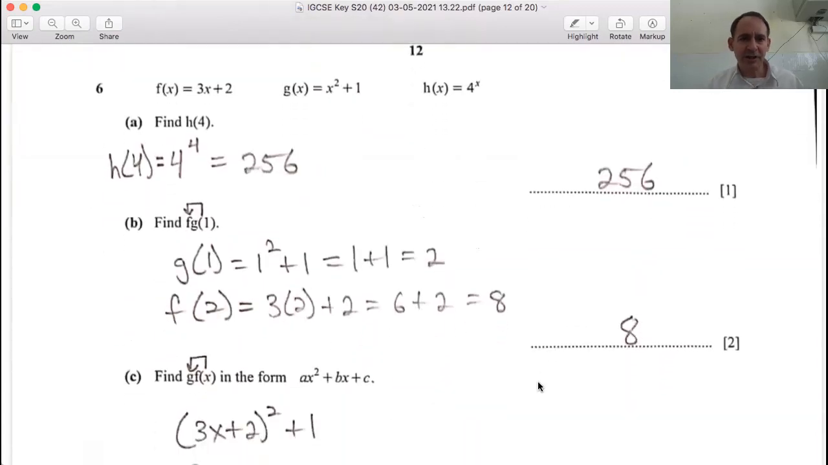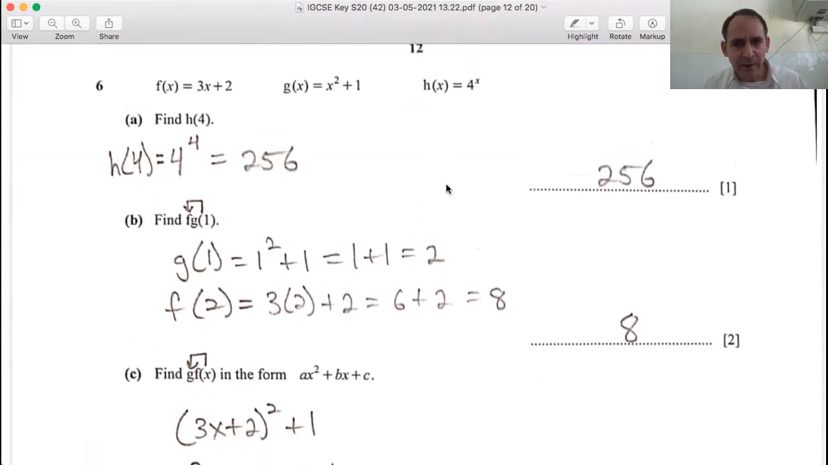Now we go to number 6, which is on functions. Find h of 4. So we plug the 4 into the x here on the h of x, and we get 4 raised to the 4th power. You can do that on your calculator, and you get 256.